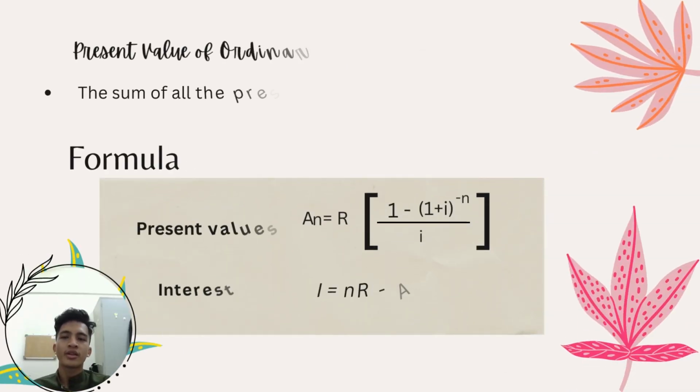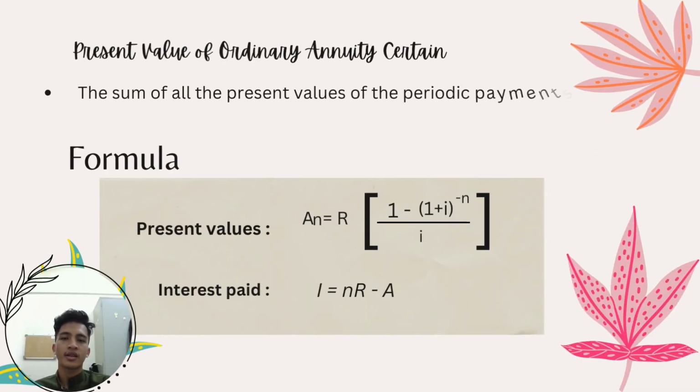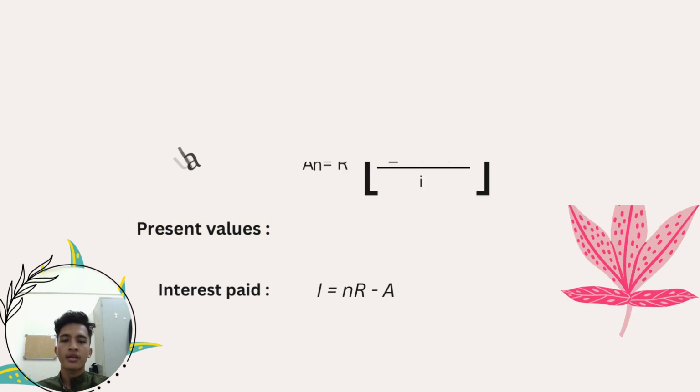The second one is the present value of ordinary annuity certain. It is the sum of all the present values of the periodic payments. The formula for present value is An equals R times [1 minus (1 plus i) to the power negative n] over i. And the formula for the interest paid is I equals n times R minus An.